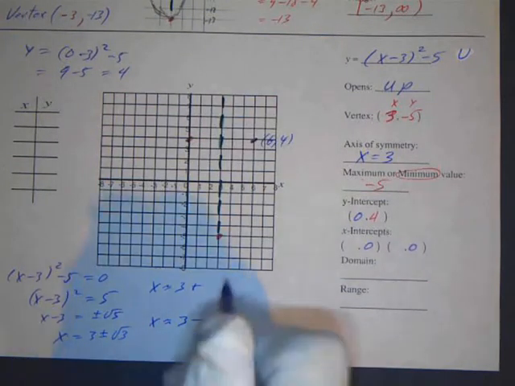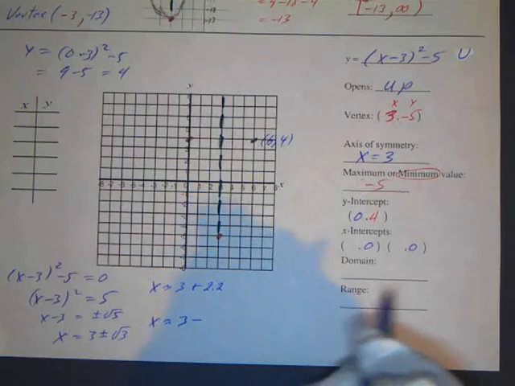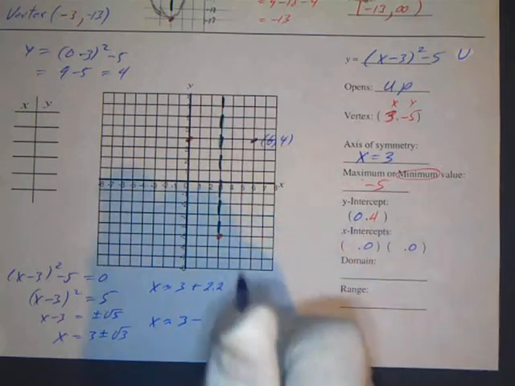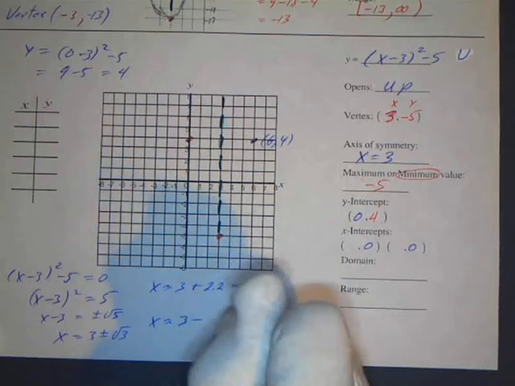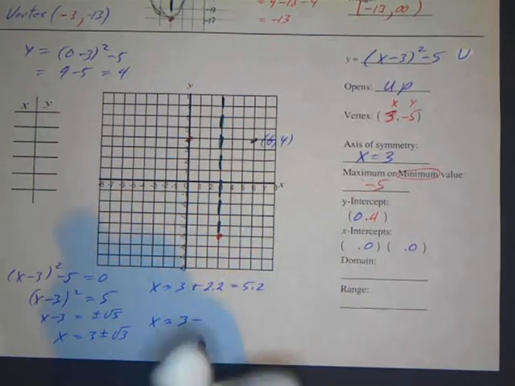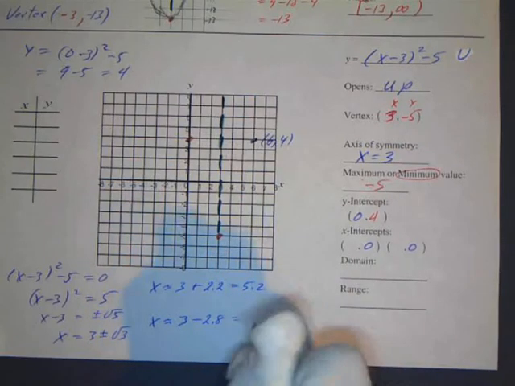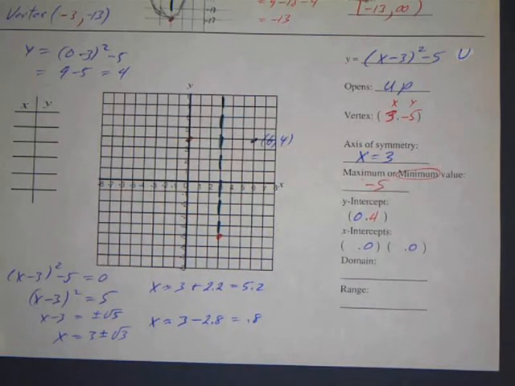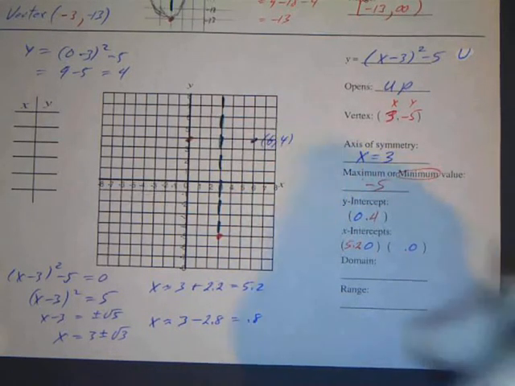Okay, so approximately, 3 plus 2.2 is going to be equal to 5.2. And 3 minus 2.2 is just going to be 0.8. So those are your intercepts: 5.2 and 0.8.